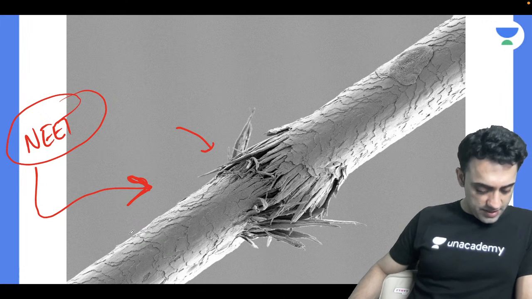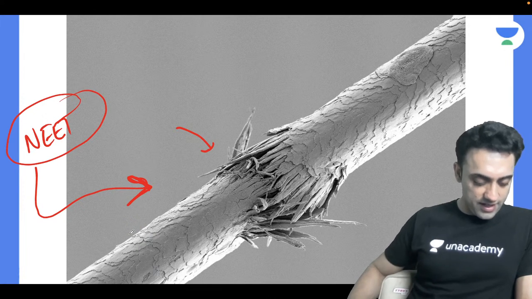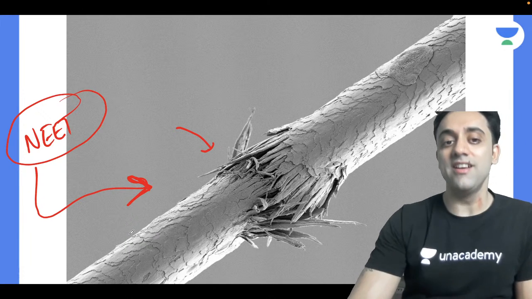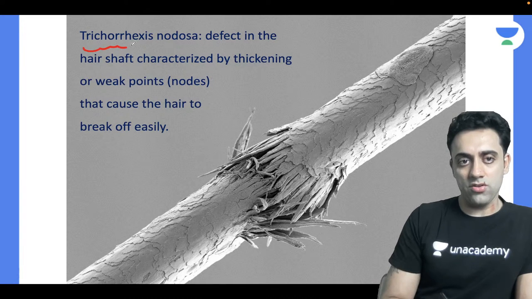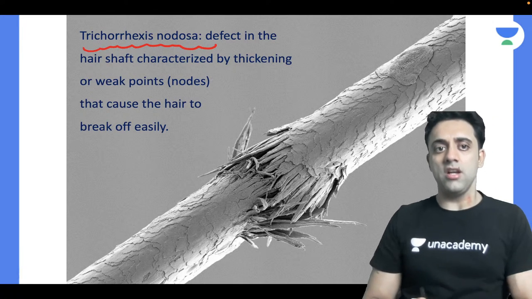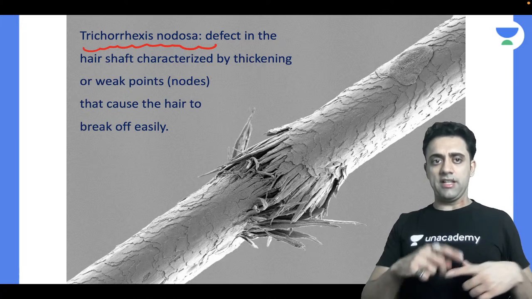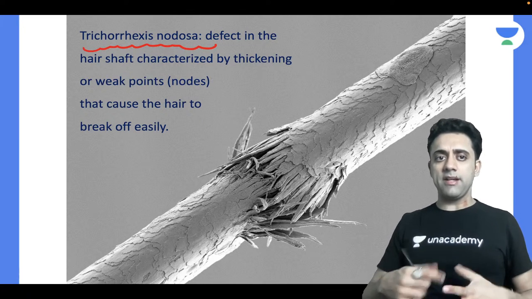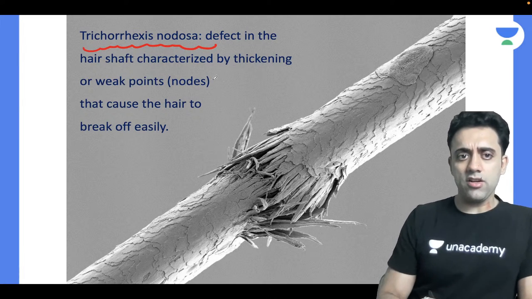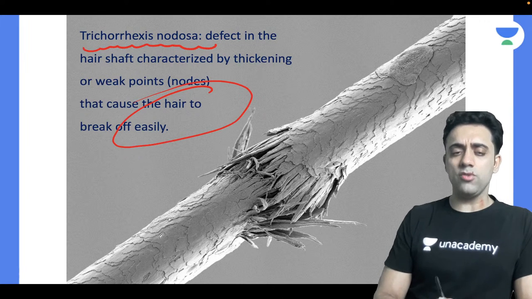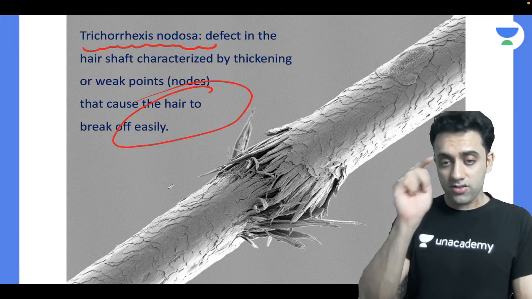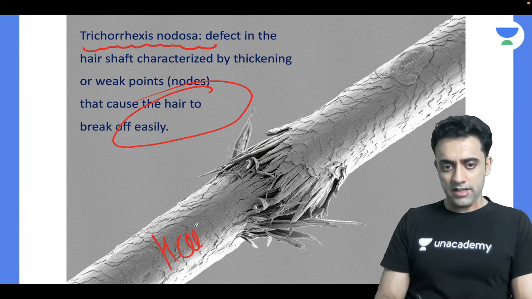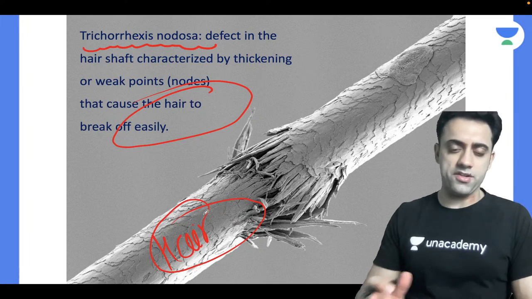Shagufta, Swaroop, okay, and Andre Russell hair. That's true, that's true, Osama. And this is nothing but known as trichorrhexis nodosa. Trichorrhexis nodosa is a defect in the hair shaft, basically a defect in the hair shaft characterized by thickening of the weak points, and it causes the hair to break off easily. So this is nothing but a defect in the hair shaft. This is hair, okay. Defect in the hair shaft, that you should know.